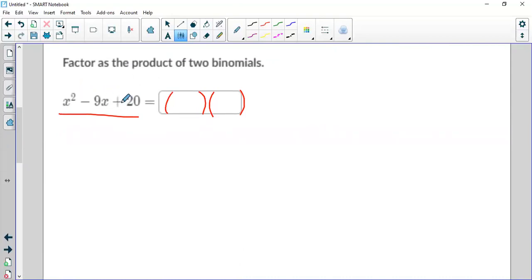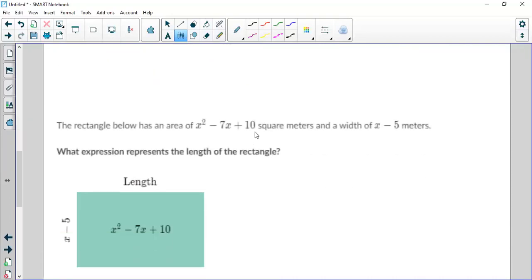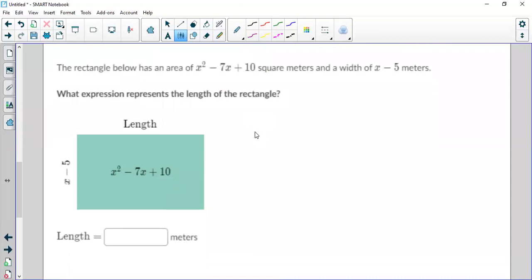Positive c term means I'm going to add to make 9. And that means I'm going to have two of the same signs, and that's what they'll be. That was on you. Same con, though, gives you a skill that probably looks harder.